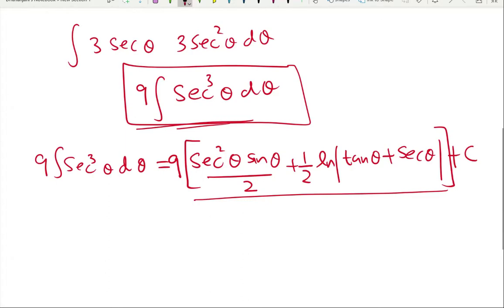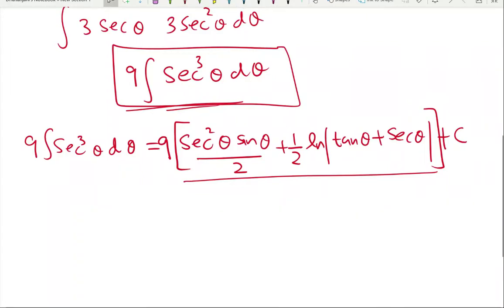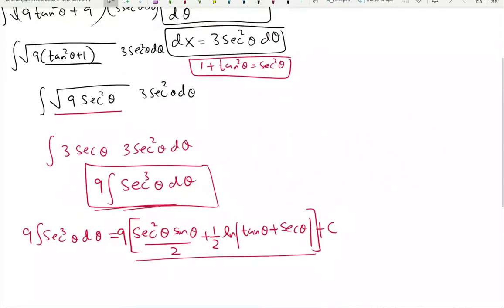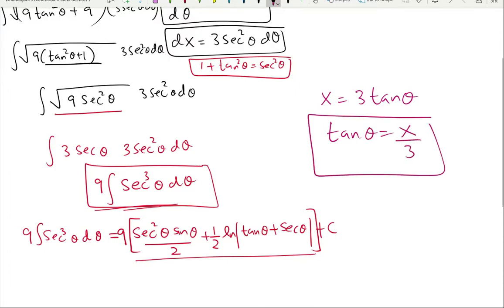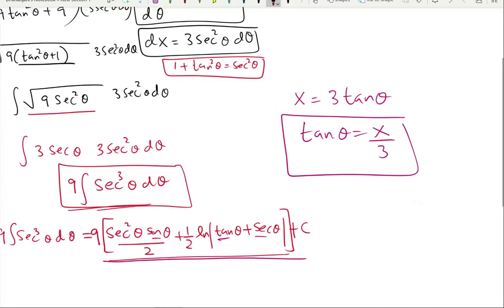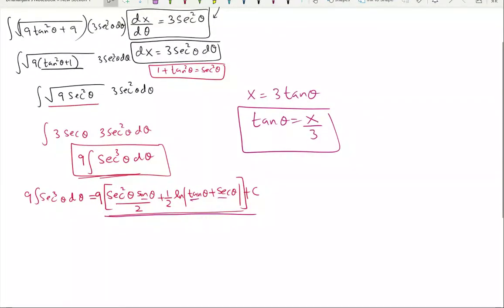Okay, all right, so now what I want to focus on is the final step. How are we going to replace theta back into x? Well, we use the substitution. So the substitution is x is equal to 3 tangent theta. So tangent theta is x over 3. Now every term in the solution contains at least tangent, secant, sine, so we can't just take the inverse. We have to do that triangle trick. So let's do that. So tangent theta is x over 3.